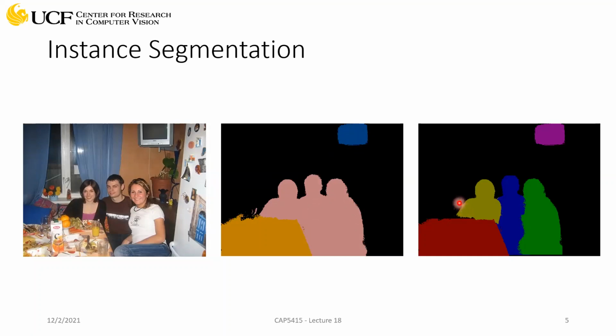Now, if I have to do instance segmentation, then this is perfectly fine because we just have one table in the current image, and this is also fine, we only have one TV. But in this case, we should be able to tell that we have 3 different people, and we should be able to tell the boundaries, right? So that's the distinction between semantic segmentation and instance segmentation.